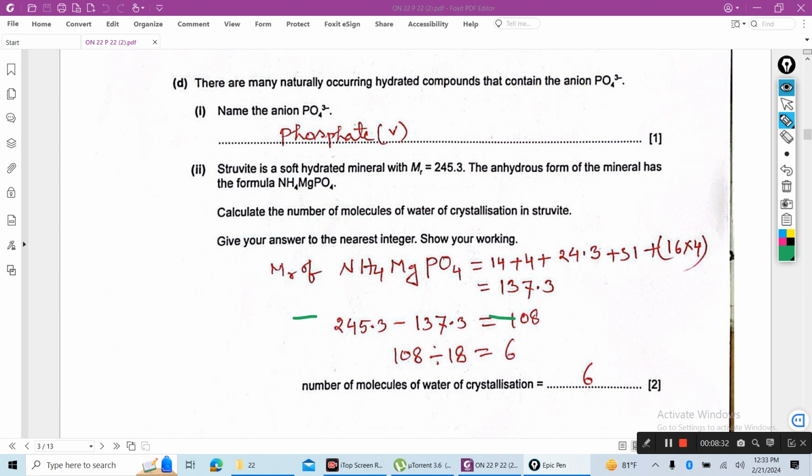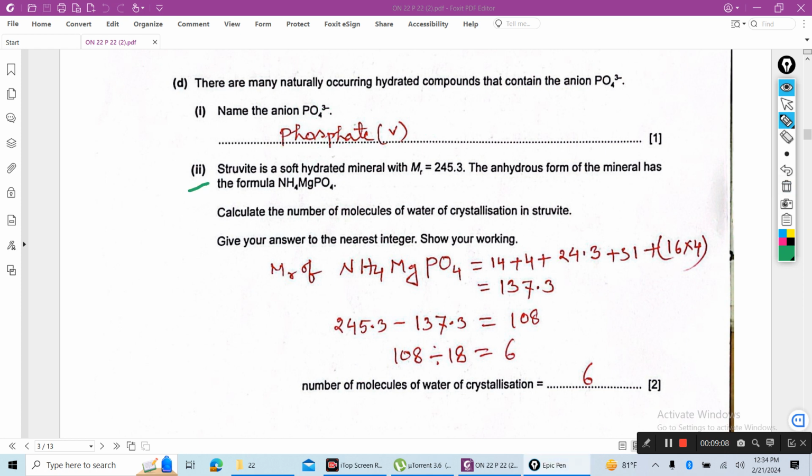Now name the anion PO4 negative 3. This is phosphate(V) ion, Roman number 5, because here the phosphorus oxidation number is 5. Oxygen 4 times negative 2 is negative 8, with overall negative 3, so phosphorus will be plus 5. This anion name is phosphate(V).